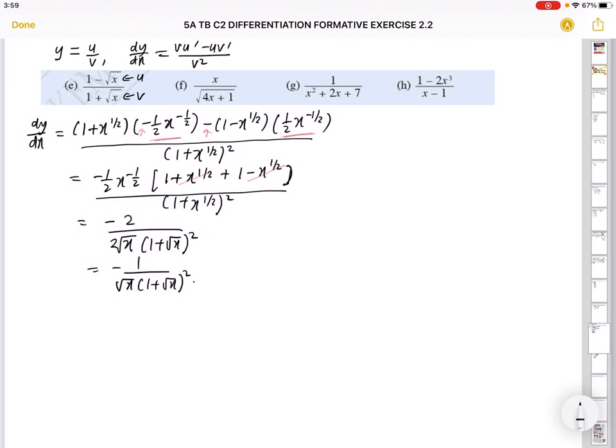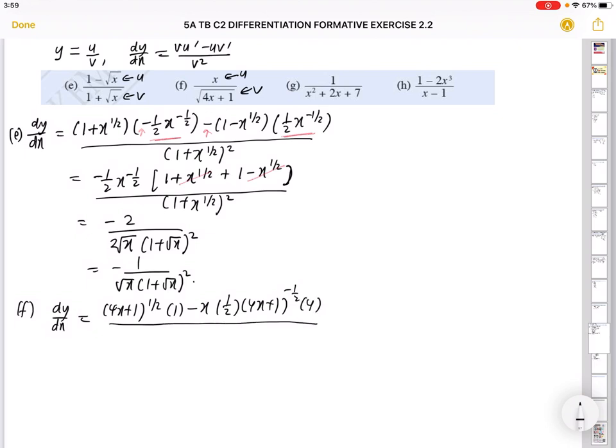Okay, I'm going to put part F here. This is my u, this is my v. I'm going to write in one shot. My v is (4x plus 1) power half, u prime is 1, minus u is x, v prime: bring the power down, copy the bracket, reduce the power by 1 and differentiate inside. You divide by 4x plus 1. There's a square root, power half, so you square it. Now here I think we can cancel these two, left with the 2.